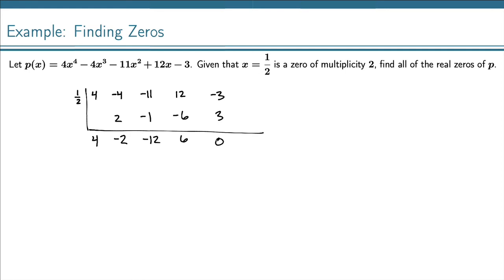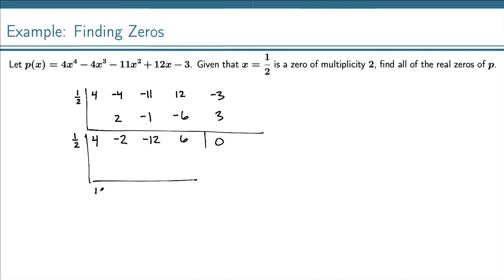Okay, now we've just factored out essentially an x minus 1/2. But it's a 0 of multiplicity 2. That means that x minus 1/2 shows up twice in the factored form. That means we can do it again. Put 1/2 out here. And now we're just using the coefficients of what we're left over with. We don't need to worry about the 0 because that's the remainder.